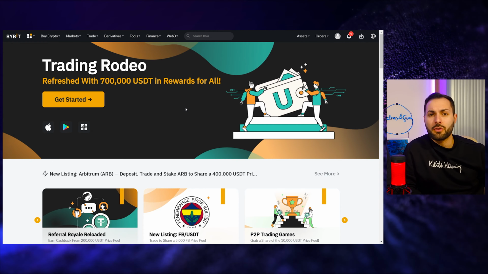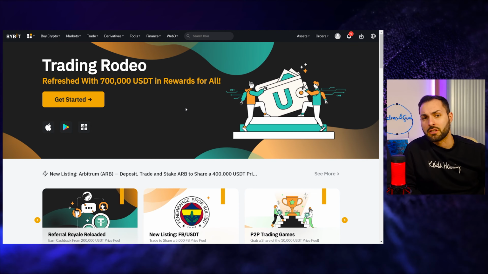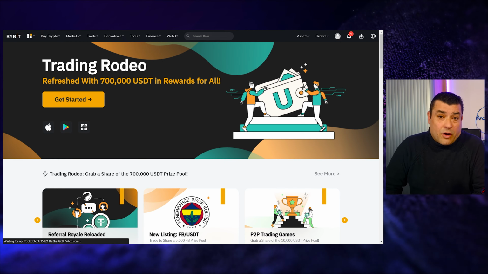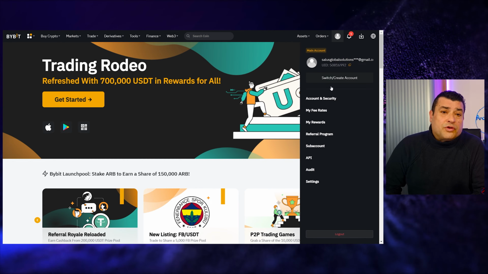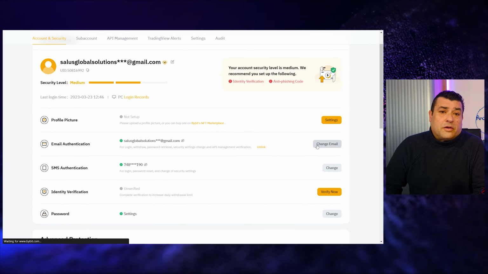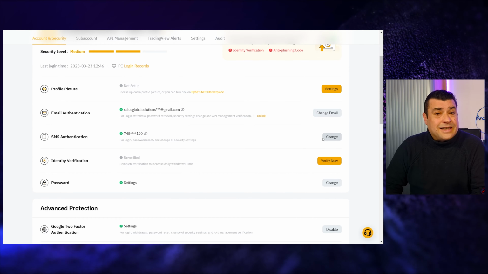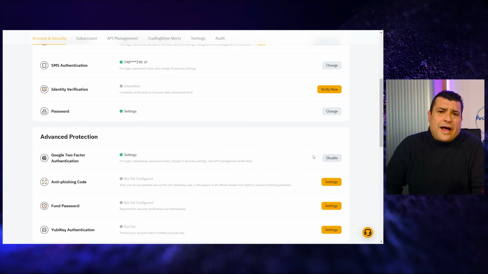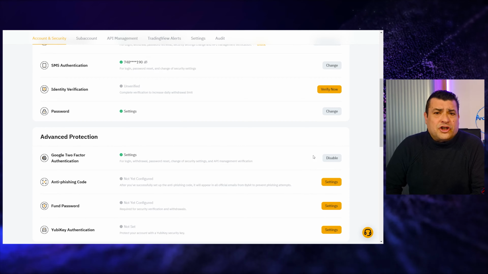Once you've signed up, you reach the home screen, and before depositing any funds, we recommend securing your account. Under your profile icon, in the top right, choose Account and Security. And under Two-Factor Authentication, configure SMS authentication or use Google Authenticator, which provides a one-time code for actions such as logging in and withdrawals.